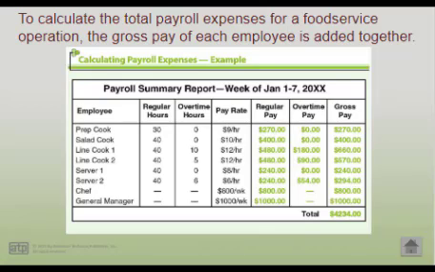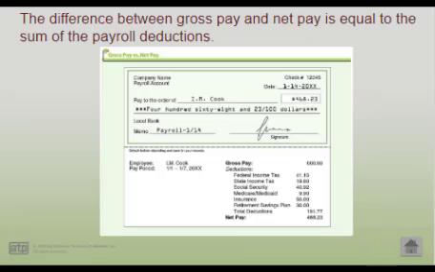To calculate the total payroll expenses for a food service operation, the gross pay of each employee is added together. Gross pay is the total amount of an employee's pay before any deductions are made. Examples of deductions include federal, state, and local income taxes, Social Security taxes, employee-paid health insurance premiums, and contributions to retirement or savings plans.